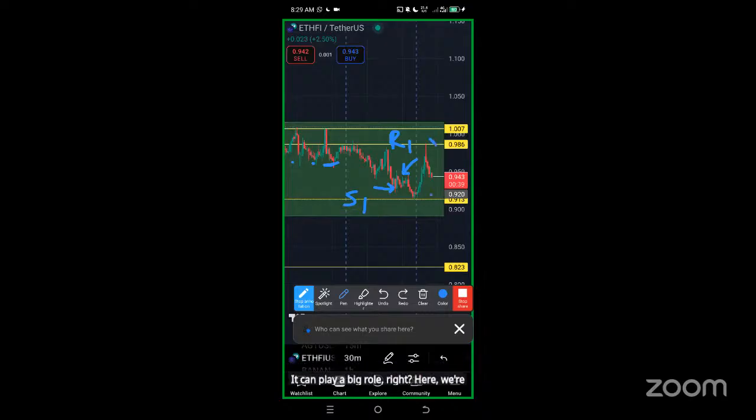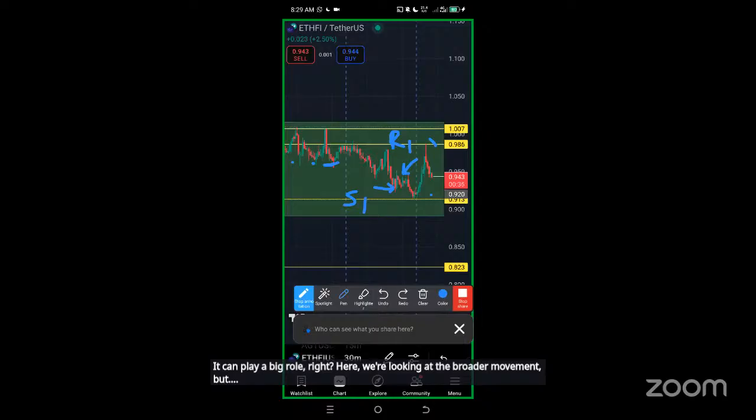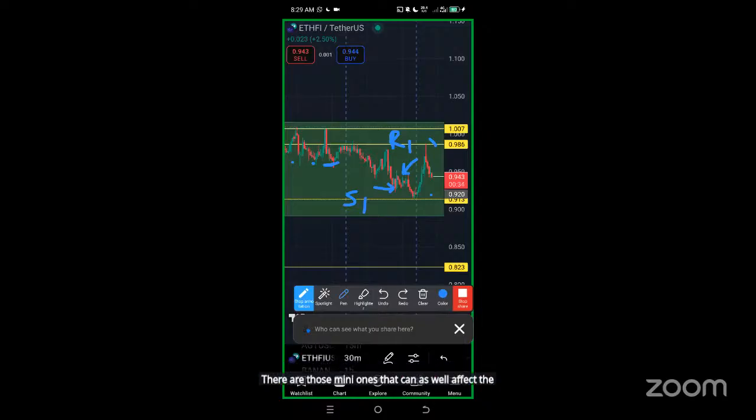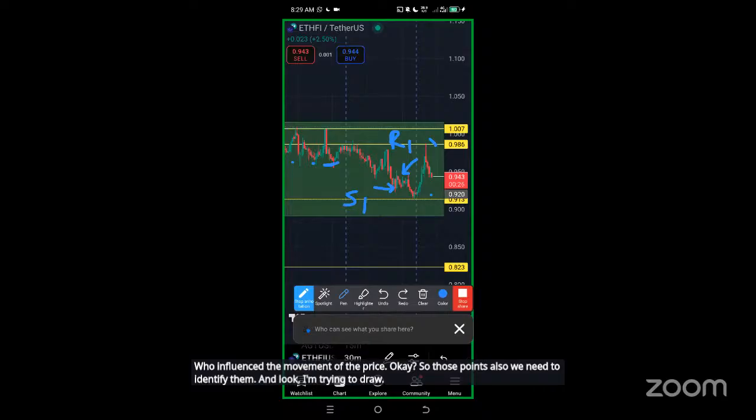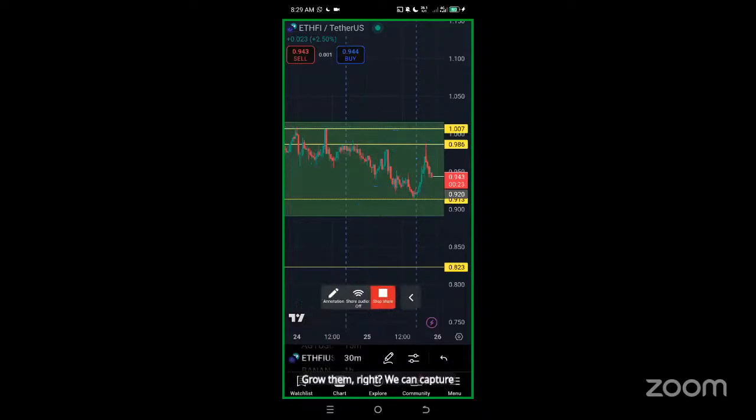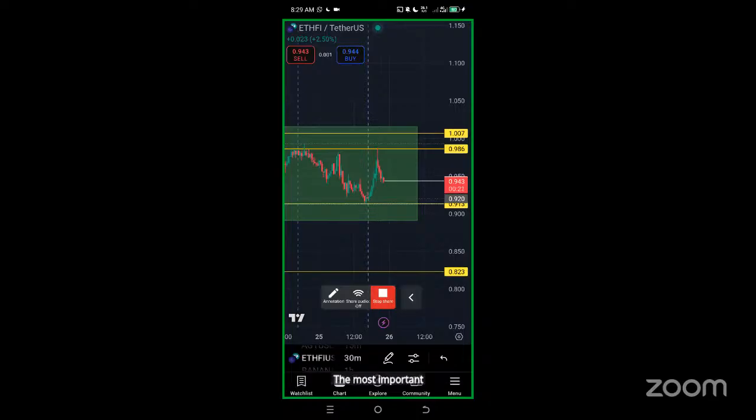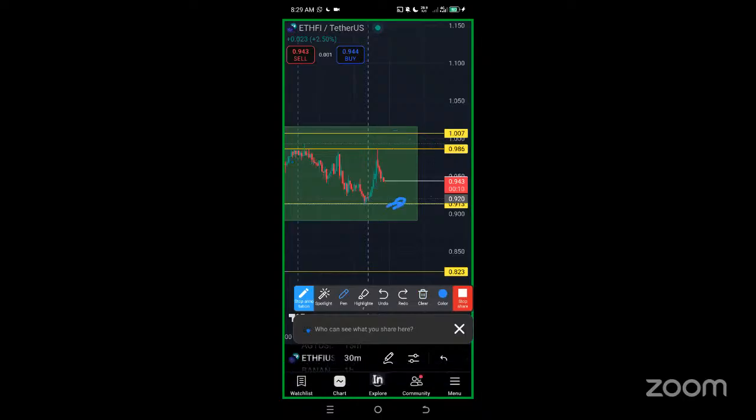Here we're looking at the broader movement, but there are those mini ones that can as well affect or influence the movement of the price. Okay, so those points also we need to identify and try to draw them, right? We can capture them. In this case, the most important ones would be the ones in between the market price and first resistance and first support. The one which is in between here, which you can identify, is very important. So let's do that.